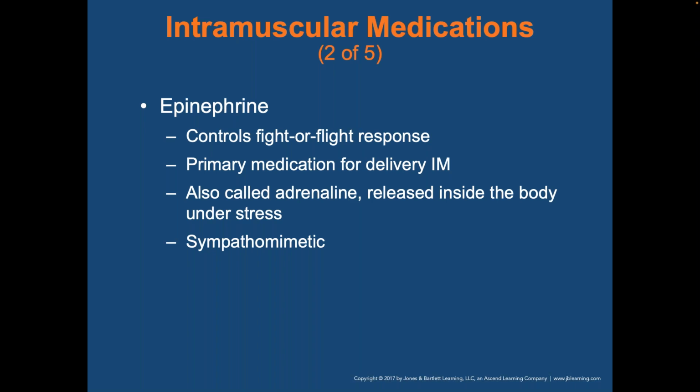The primary medication delivery for this is intramuscular. Adrenaline releases inside the body under stress. We talked about the neurotransmitter. This is the primary medication that the EMT will deliver. And then, like I said, this is sympathomimetic, so sympathetic mimic. It mimics the sympathetic system by giving an outside source neurotransmitter, epinephrine. Does that make sense? Perfect. All right, awesome.